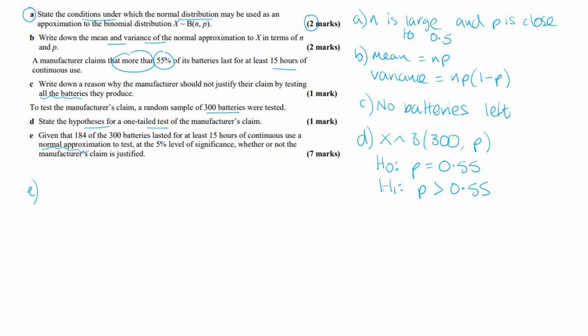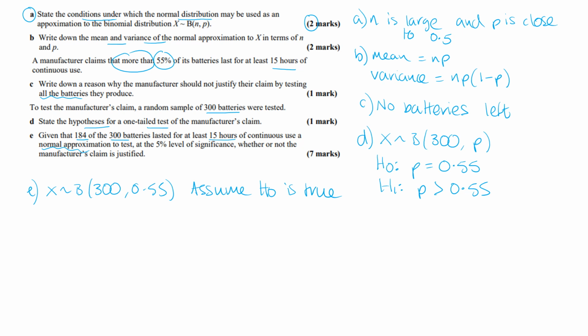And then in part E, we're actually asked to carry out the test but use a normal approximation, because out of the 300, which is a large n, 184 have lasted for 15 hours or more. So if X is binomially distributed with 300 and 0.55, we can assume H0 is true. So that's on the basis that we think it is 55%. Now we need to use a normal approximation.